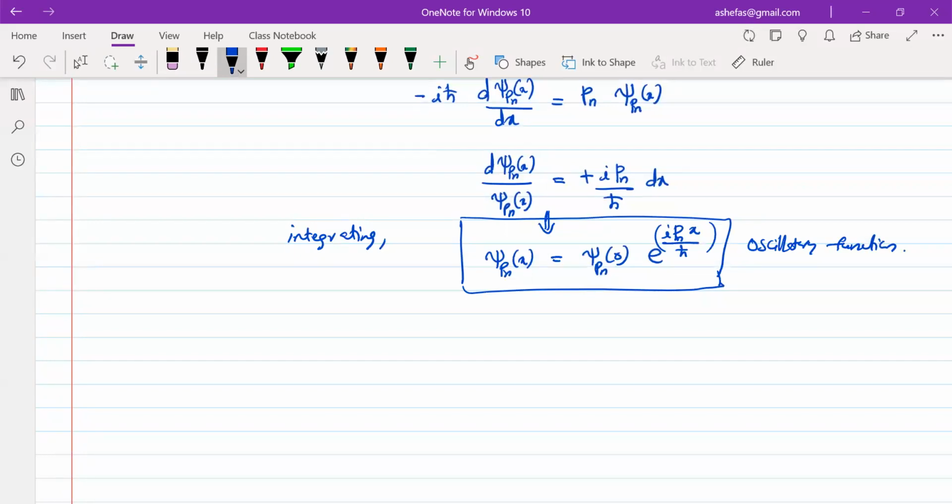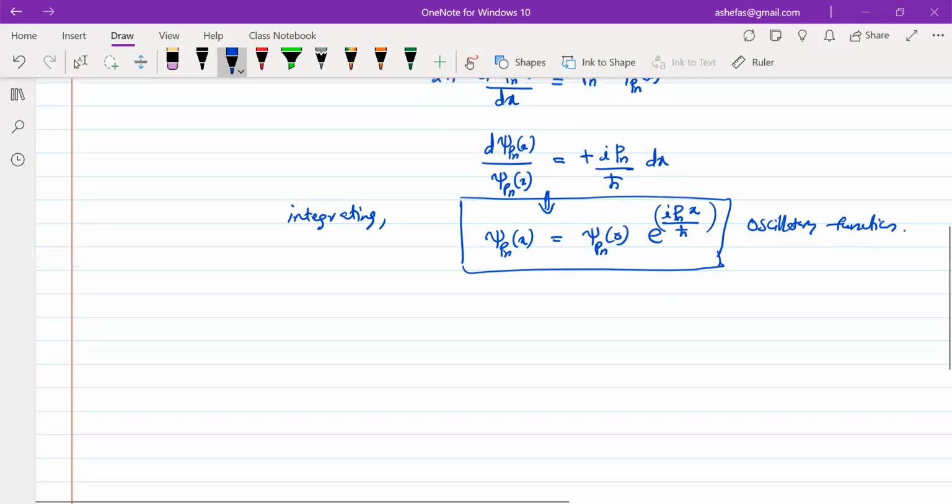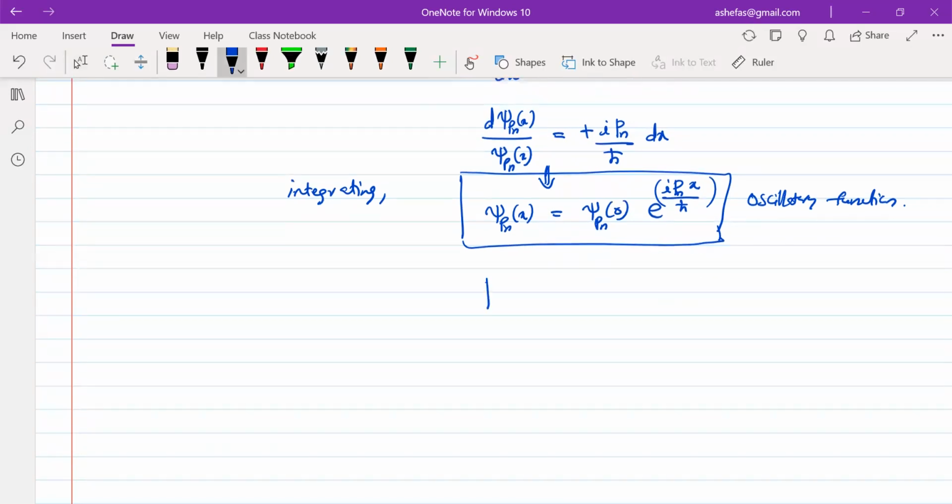Okay, now what about the mod square of the momentum eigen function? See, if you find mod psi Pn of x square, that would be equal to mod psi Pn of 0 square. That means it would be a constant.